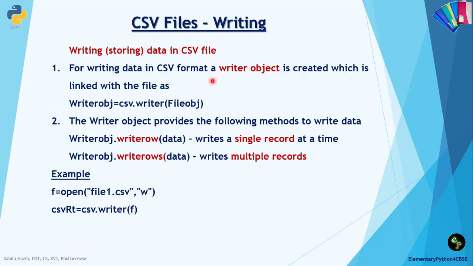For writing data in CSV format, a writer object is created and linked with the file object. This is the syntax we have already discussed. The writer object provides two methods. One is writerow and another is writerows, with the data to be written passed as argument. The writerow method writes a single record at a time, and writerows can write multiple records simultaneously. We will see examples of both.